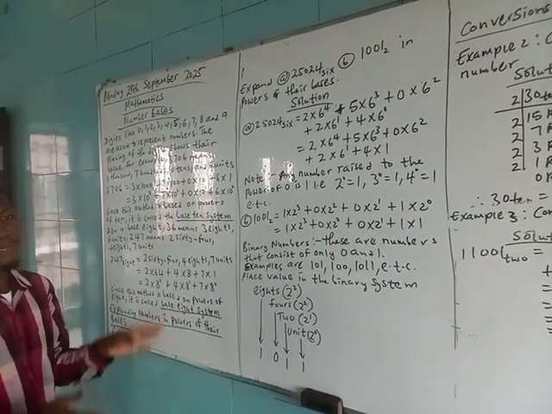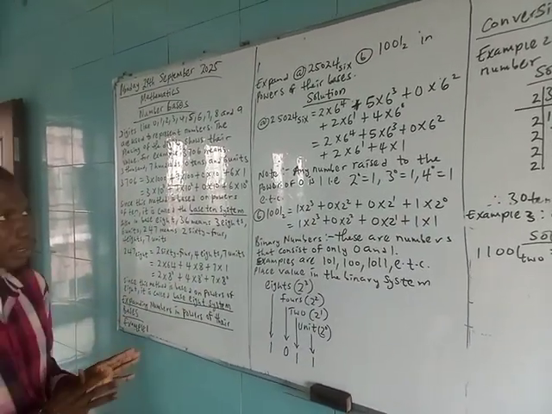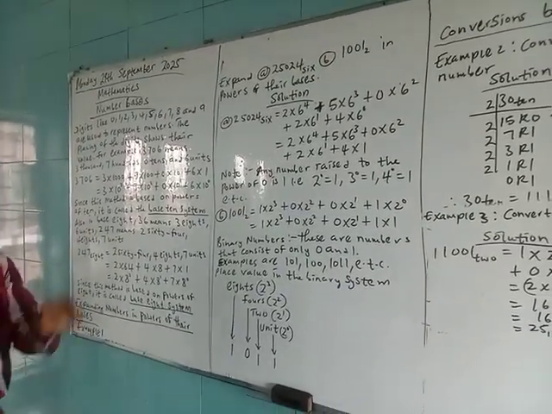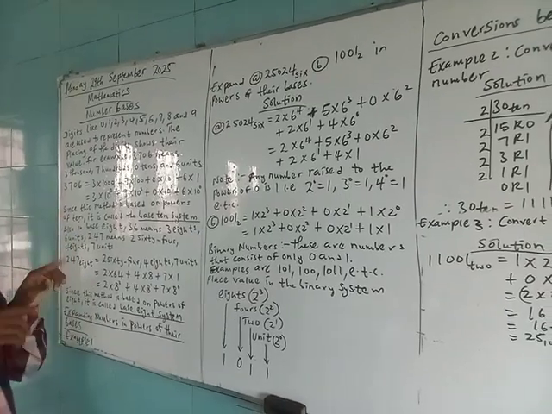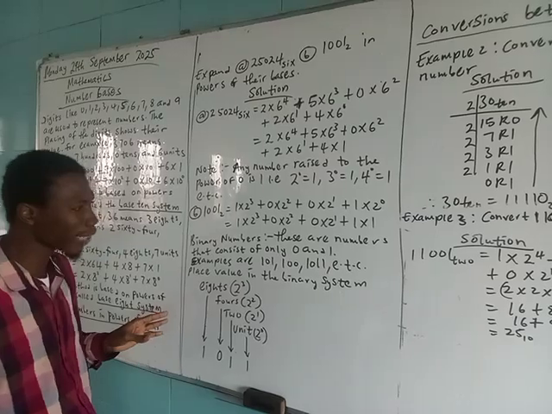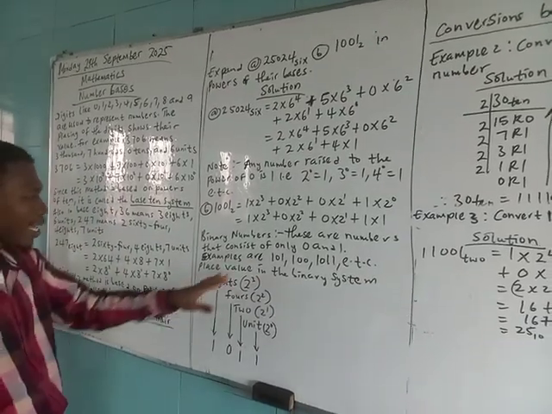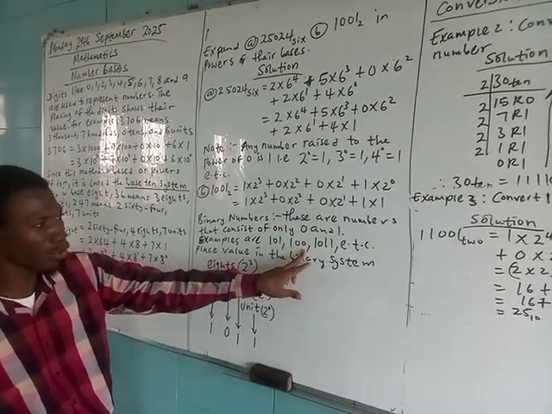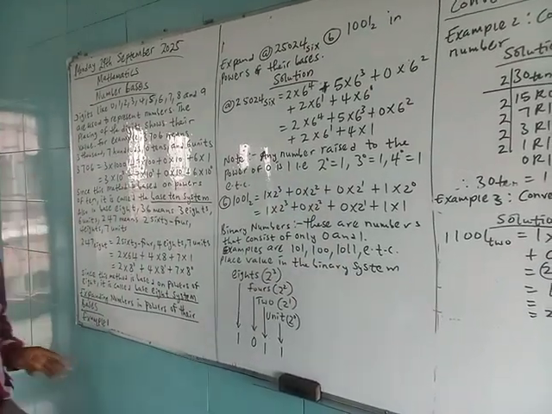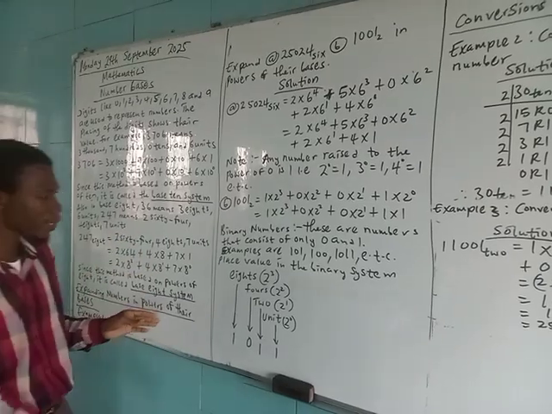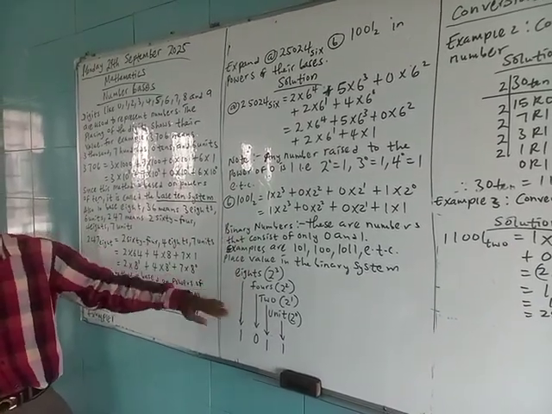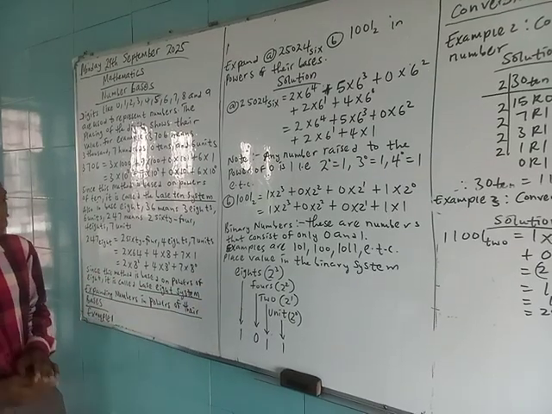Now I'm going to talk about binary numbers. Numbers whose digits are only 0 and 1, that you will see there, we call them binary numbers. Examples are 101, 100, 1011, and so on and so forth. This is the place value system for number base 2.